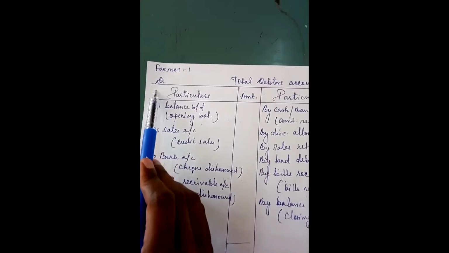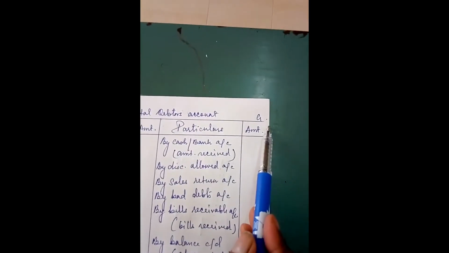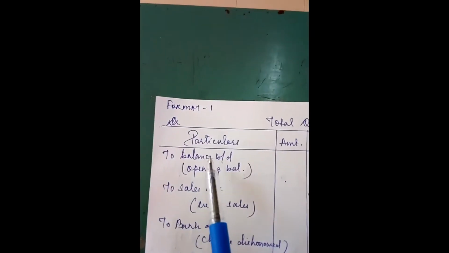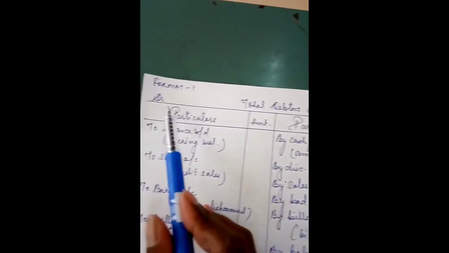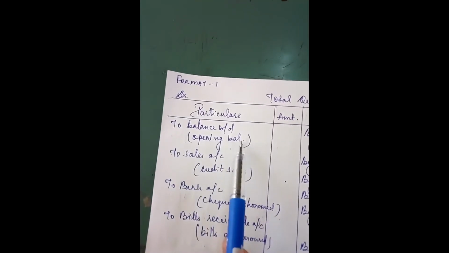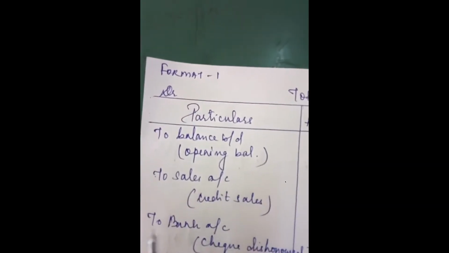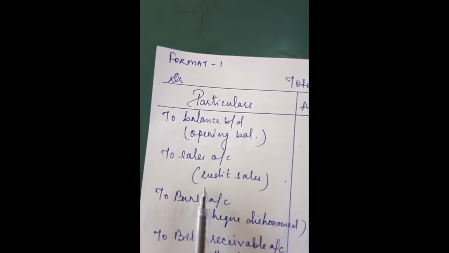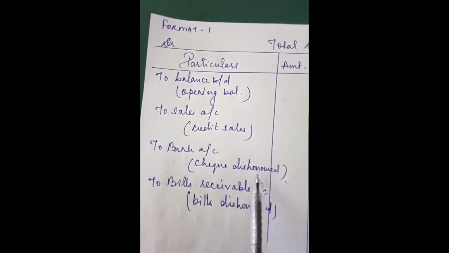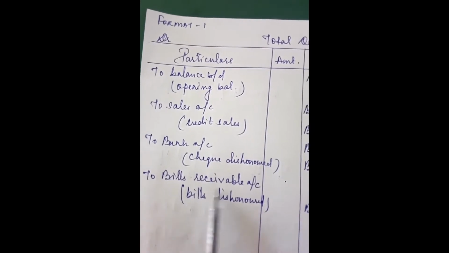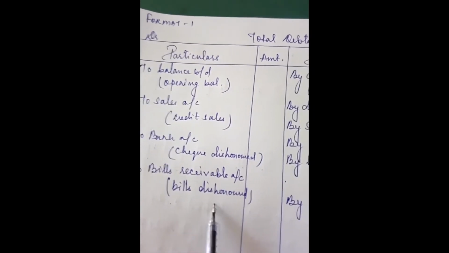It is a ledger account. So you have to use the two sides of the account book, debit side and the credit side. In the debit side, you have particulars and amount. In the credit side, you have particulars and amount. Now, in the debit side, you write to balance b/d, which is the opening balance, to sales account, credit sales, to bank account, this is when the cheques are dishonored, to bills receivable account, if the bills are dishonored.